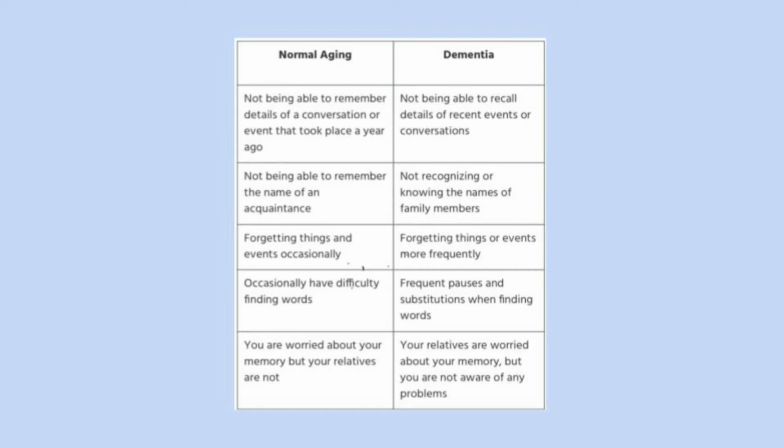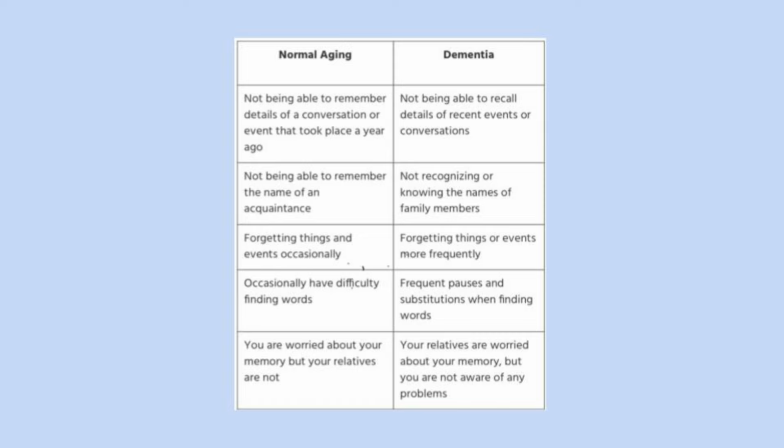So if we look at normal aging, that's simply not being able to remember details of a conversation or an event that took place a year ago. But dementia is not being able to recall details of recent events or even conversations. In normal aging, it might be not being able to remember the name of an acquaintance. In dementia, this would be not recognizing or knowing the names of family members.